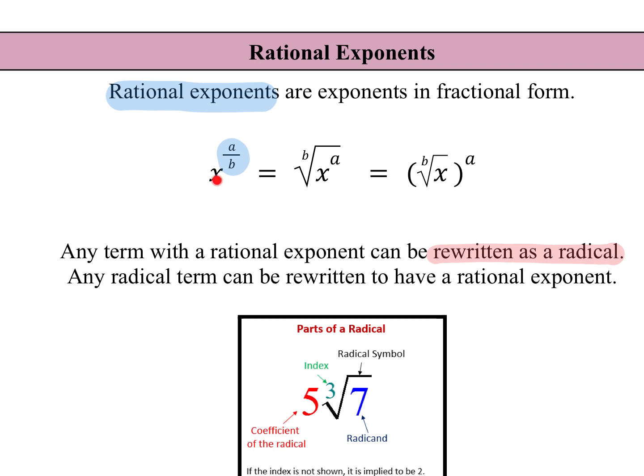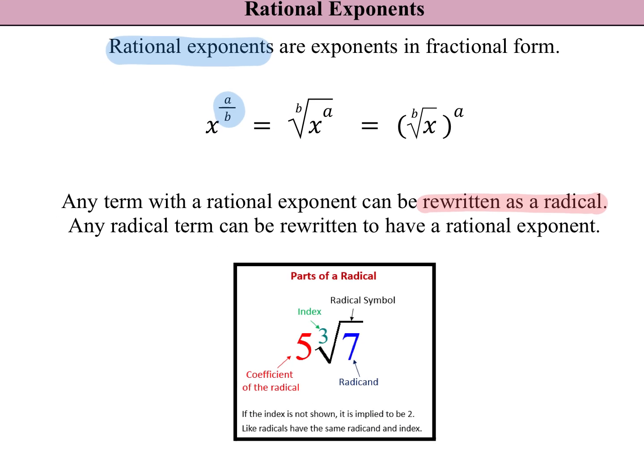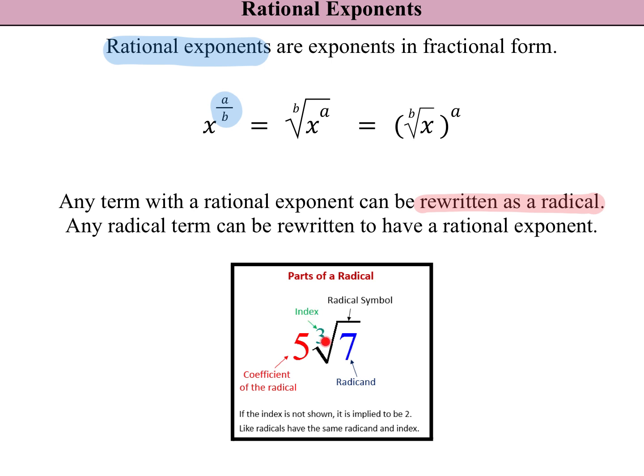So if you have x to the power of a over b, the denominator of your exponent becomes what's called the index. If you can look down here, you can see the different parts of a radical. The index of your radical. This is the radical symbol. And again, this is called the index. That's the nth root you're taking. So if the denominator is 3, you put a 3 here and you're taking the cube root of the number.